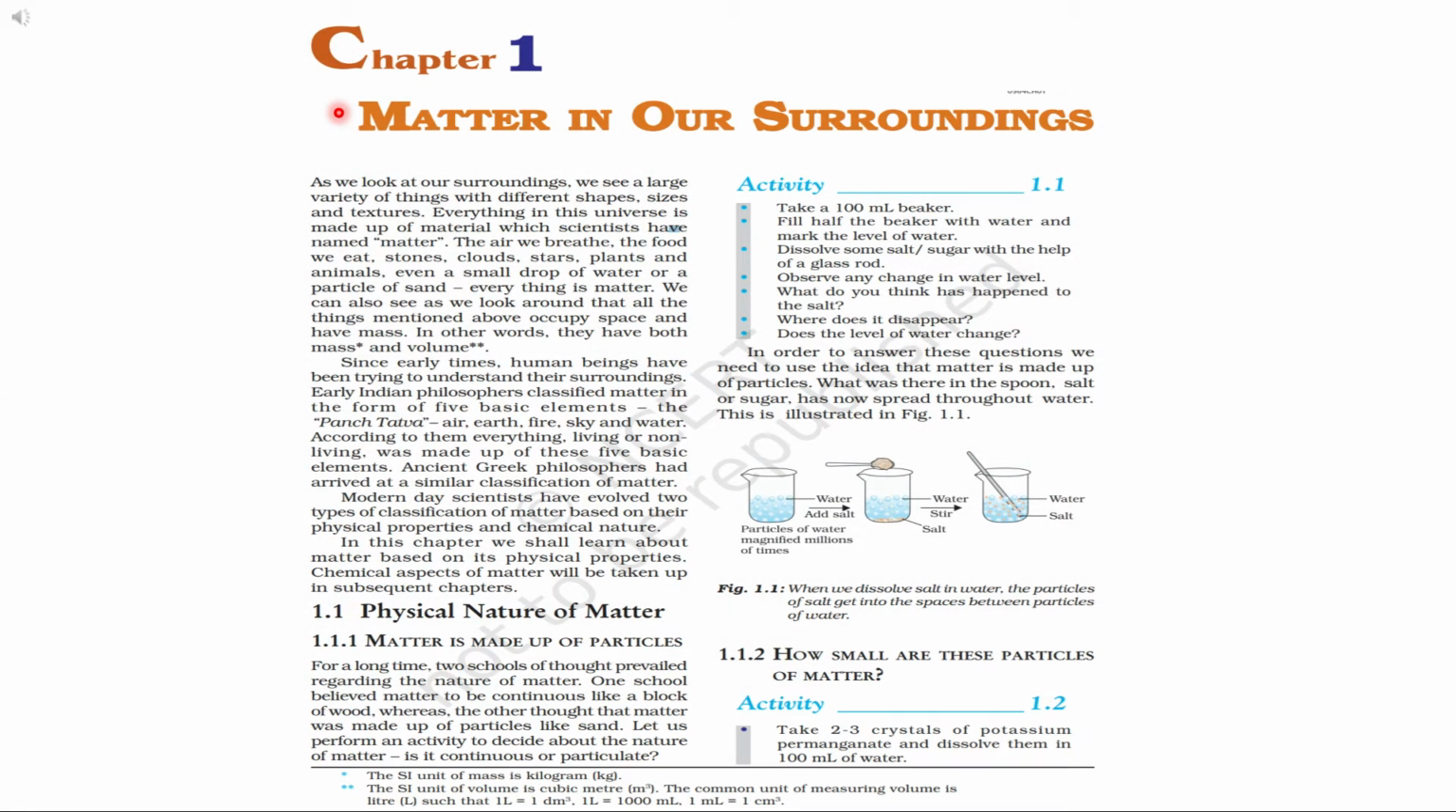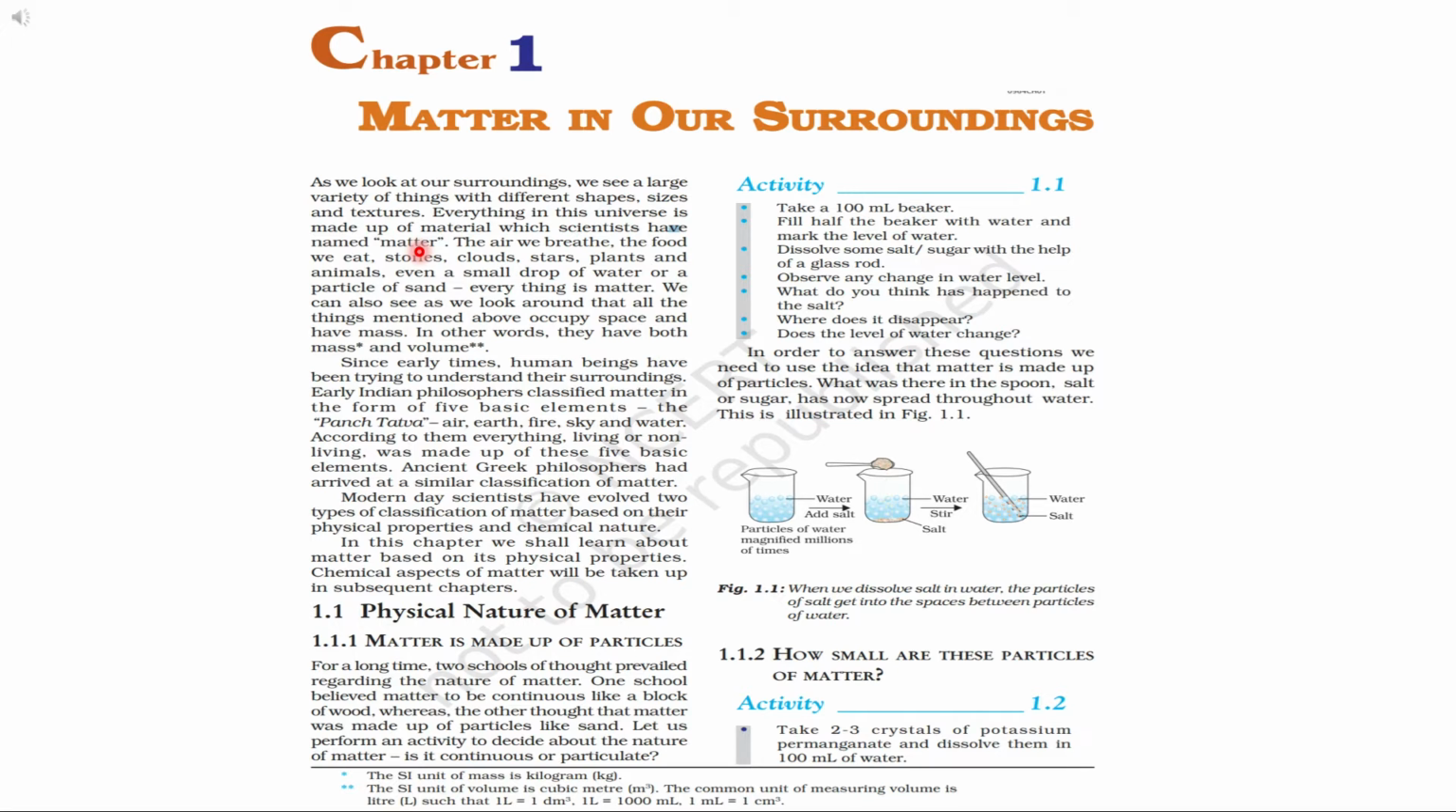As we look at our surroundings, we see a large variety of things with different shapes, sizes, and textures. Everything in this universe is made up of material which scientists have named matter. So the air we breathe, the food we eat, stones, clouds, stars, plants, animals, even a small drop of water or a particle of sand, everything around us is made up of matter. We can also see as we look around that all the things mentioned above occupy space and have mass. So what is matter? Matter occupies space and has definite mass.